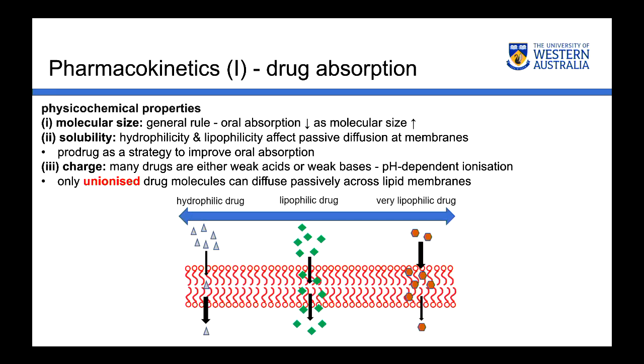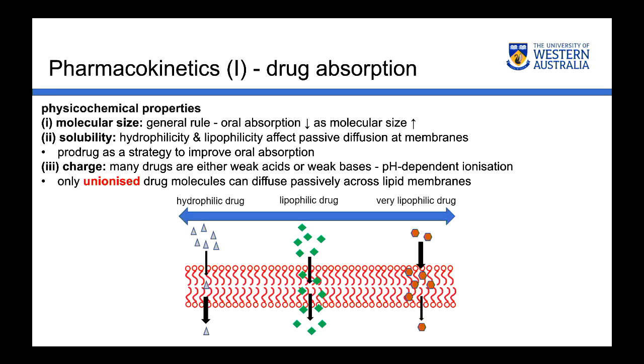Then the third physicochemical property of a drug concerns whether the drug is charged. For most drugs, they are classified as either weak acids or weak bases. So depending on the pH environment the drug is in, these drug molecules will be ionized to different extents. Just bear in mind that if a molecule carries a charge, it will not be able to cross the cell membrane, because the cell membrane is lipid, and they will get stuck in the environment where they are highly ionized.